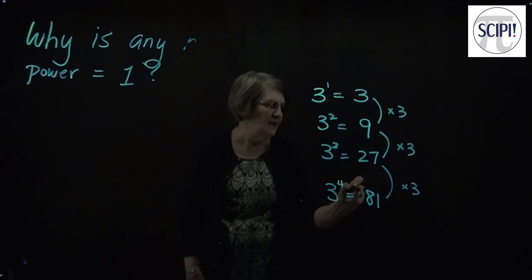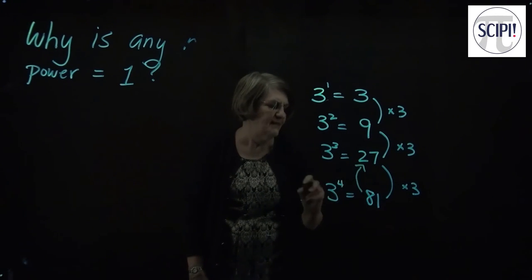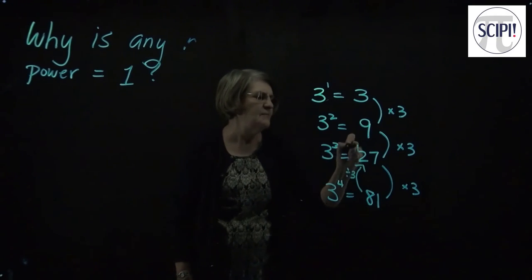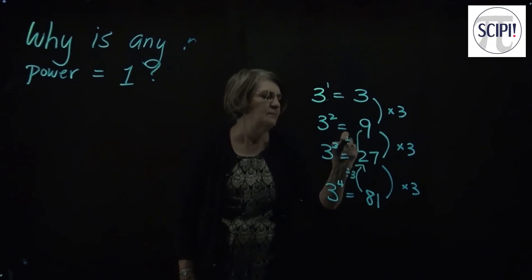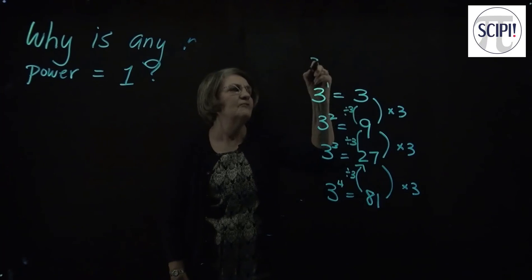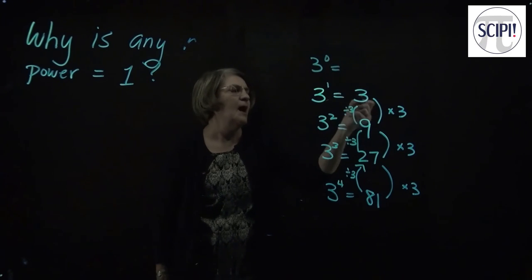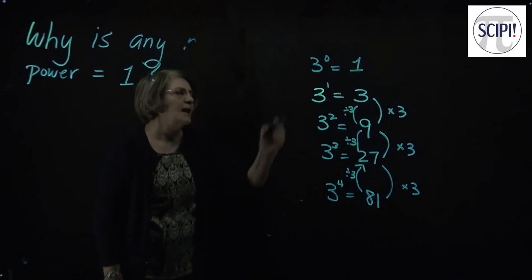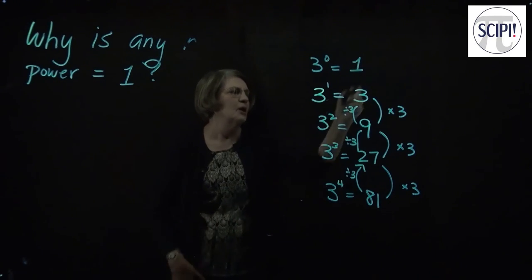All right, now let's go back. How do I get from 81 to 27? I divide 81 by 3. Same thing, I divide 27 by 3. What do I do to get 3? Divide 9 by 3. So if I have 3 to the 0, I'm going to do 3 divided by 3, which gets me 1. Again, notice the pattern.